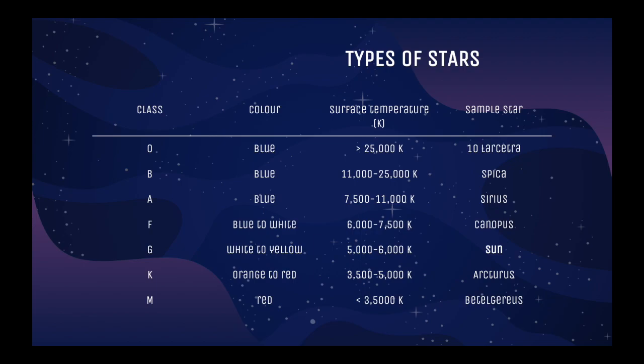The last class of star is the M star. The color is red, and the surface temperature is lower than 3,500 Kelvin. An example is the Betelgeuse star, which has some molecular bands of titanium oxide. However, out of all the information, we are just focusing on the G-class stars, which are the home Sun star of our solar system.